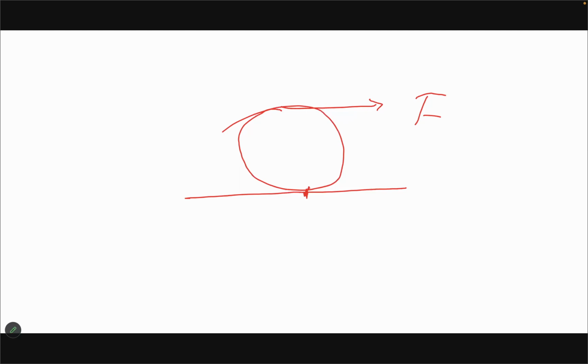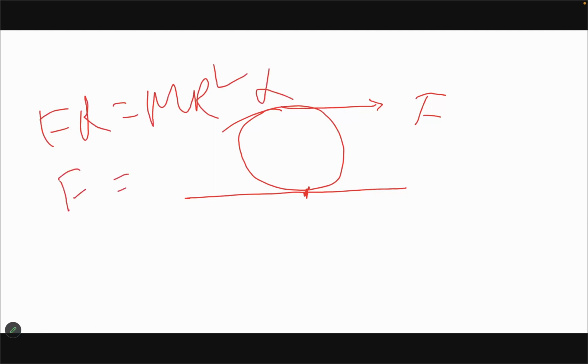Check it. Fr is equal to mr square into alpha. And F is equal to m into A, correct? So you got A is equal to R alpha, right? Wait, you're using a ring? I didn't know that. Okay. Yes, I said a ring, hoop. So A is equal to R alpha is what we are getting there. You're aware of what will be the end result, right? Yes, sir.